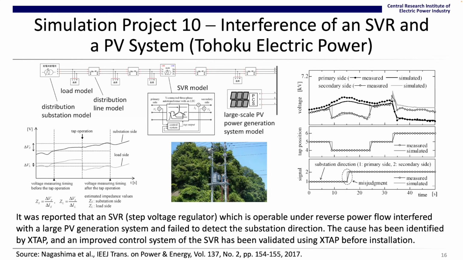The SVR detects the substation direction by measuring the voltages at both sides of the SVR before and after a tap changer operation, as shown in the left figure. The side with smaller voltage change is considered as the substation side. When there were no PV generation systems, this algorithm worked fine. But now we have PV generation systems, and the voltage rises and falls in a short period of time due to clouds. In the figure, if there were no rising trend, the algorithm should work fine. But now with a rising trend, it fails.